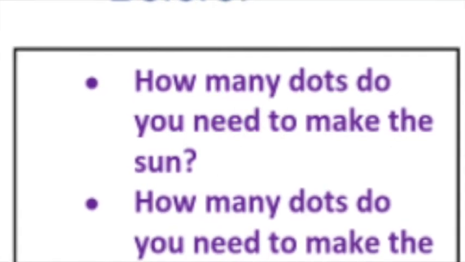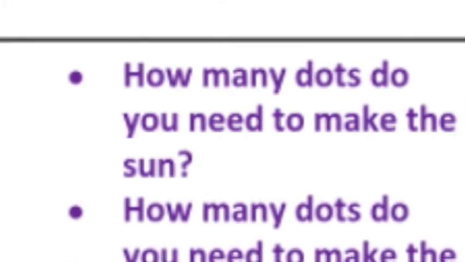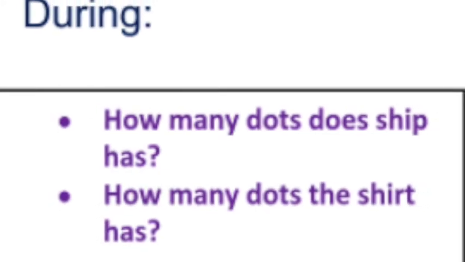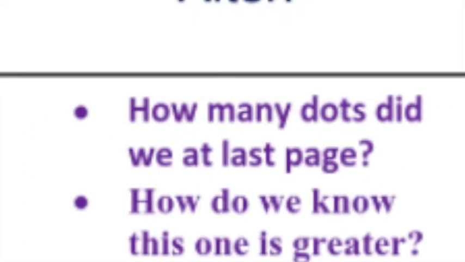Before reading the book, the teacher will assess the students' prior knowledge by asking some questions like how many dots do we need to make the sun? How many dots do you need to make the eyes on a fox? The teacher will then start reading the book by showing the pictures to the students.